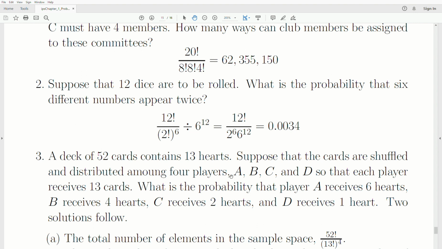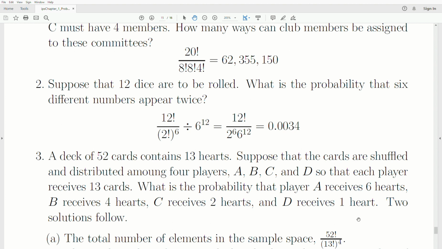Now this next example, we're going to solve it in 2 different ways. So a deck of 52 cards contains 13 hearts. Now suppose that the cards are shuffled and distributed among 4 players, A, B, C, and D, so that each player receives 13 cards. Now what is the probability that player A receives 6 hearts, player B receives 4 hearts, player C receives 2 hearts, and player D receives 1 heart?